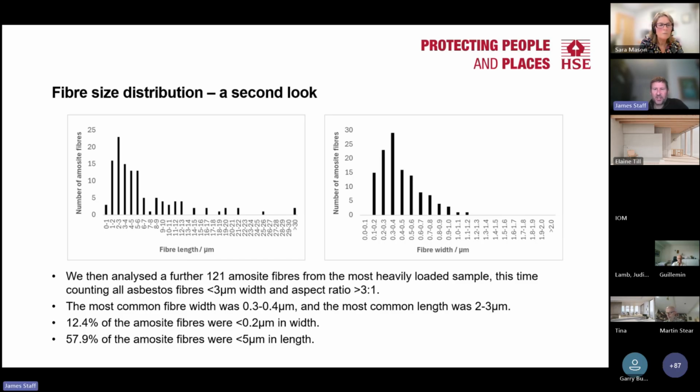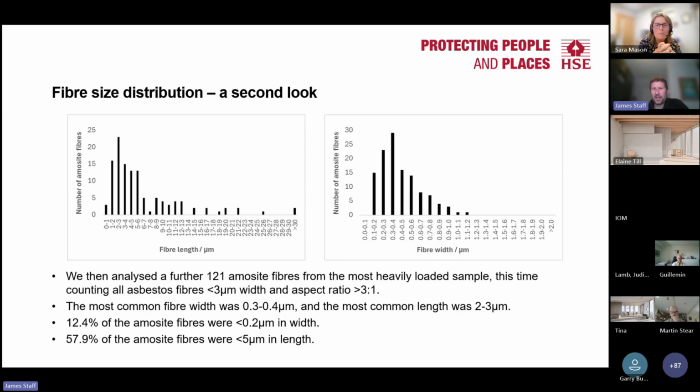And because of the limitations with the PCME method in looking at this, we then analysed a further 121 amosite fibres from the most heavily loaded sample, just to take a closer look. This time we counted all asbestos fibres. So looking at the width, we again see a similar result.